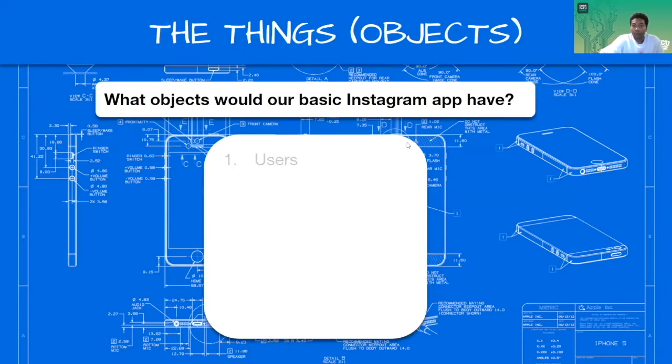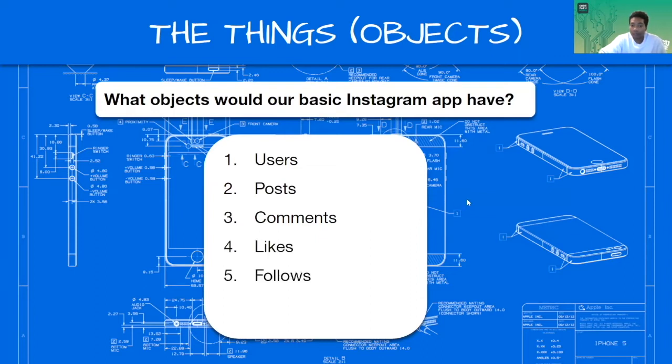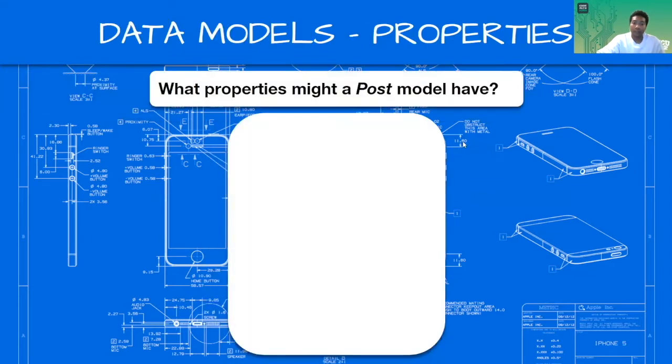So for example, a basic Instagram app has users, posts, comments, likes, follows, and so on. And for each particular thing, you want to create an object that you can potentially pass around between screens, like we did in Instagram. And for each object, you will have a model for that, a data model.